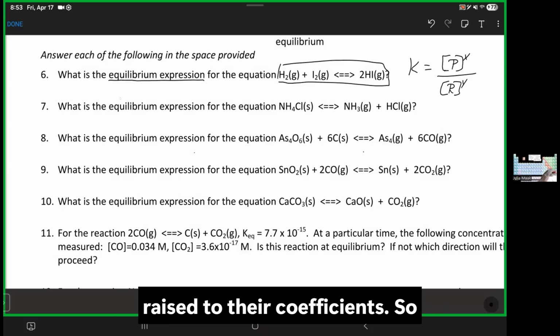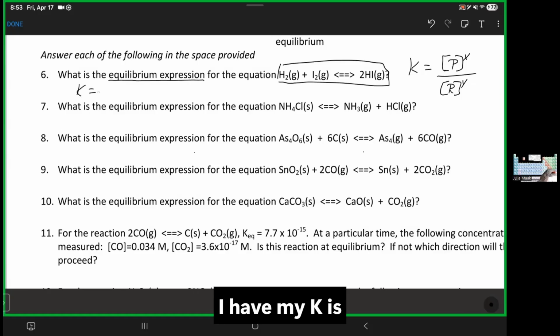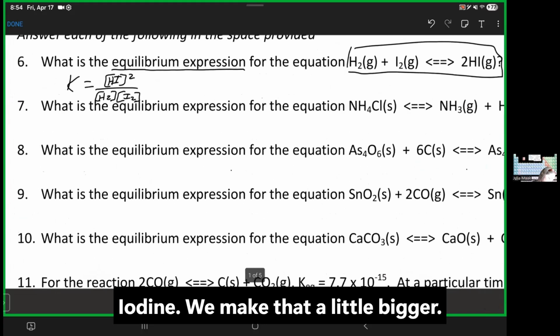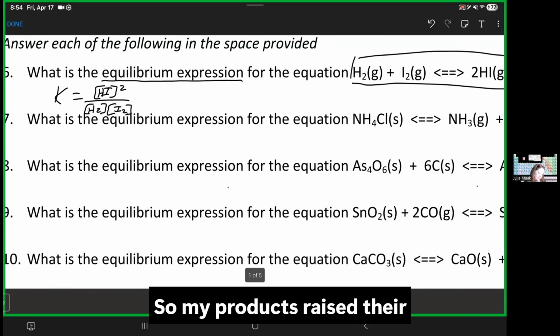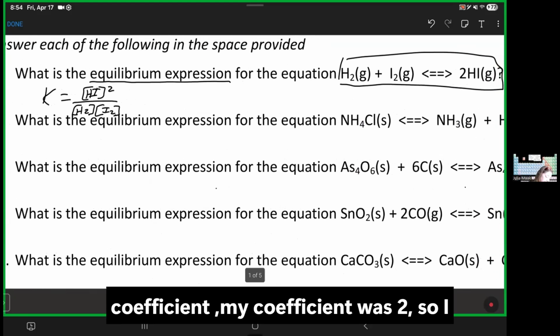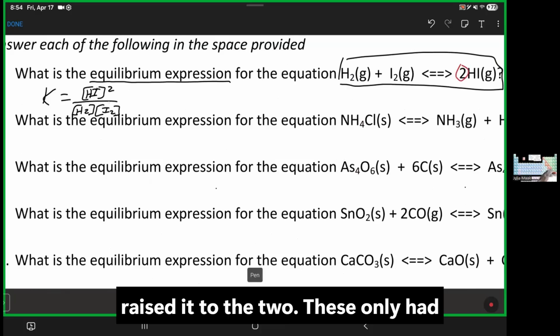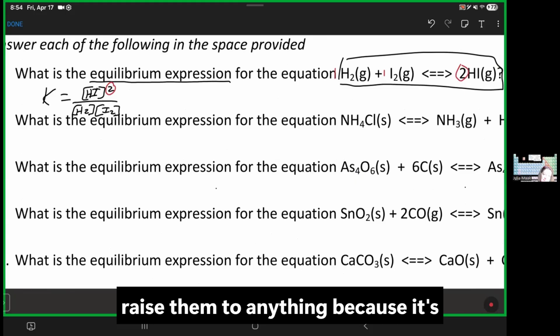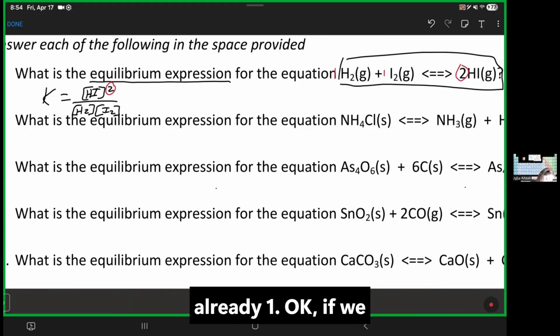So I have my K is equal to hydrogen iodide raised to the 2 divided by hydrogen and iodine. Let me make that a little bigger. Okay. So my products raised to their coefficient. My coefficient was 2, so I raised it to the 2. These only had 1s in front of them, so I didn't raise them to anything because it's already 1.